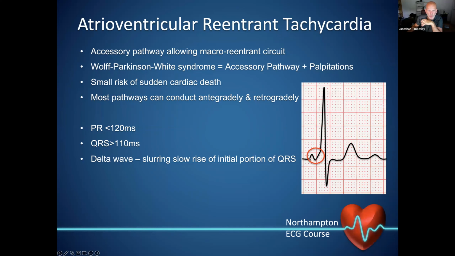We have a short PR interval. In this case, it's around 80 milliseconds. We've got a delta wave. And then after the rest of the conduction of the heart is being conducted by the normal AV node, we end up with a QRS that looks relatively normal.